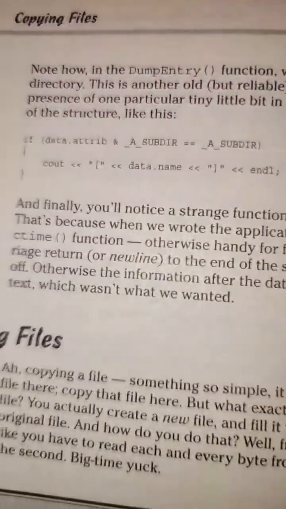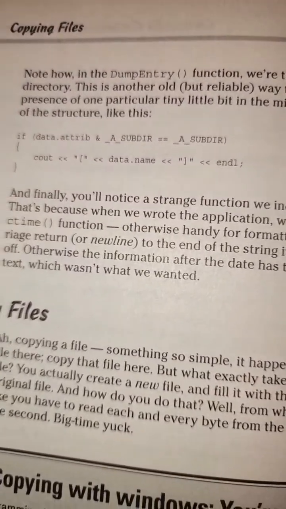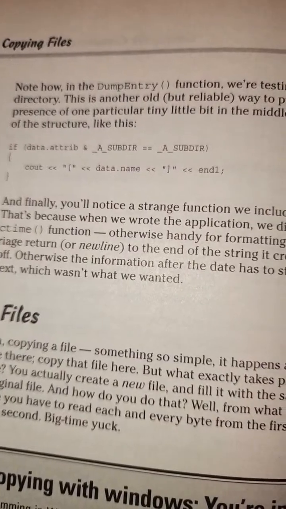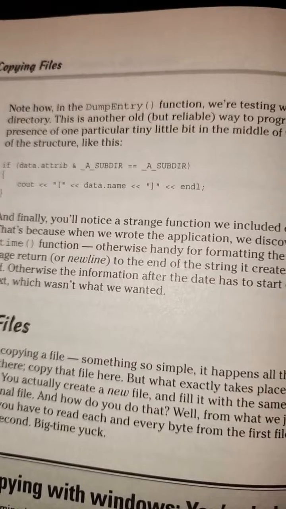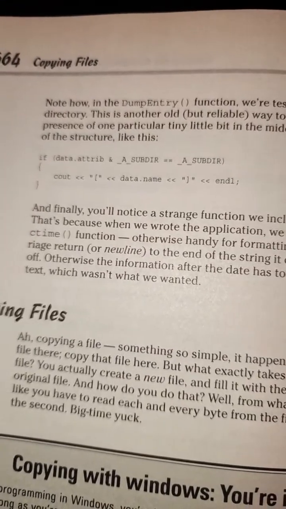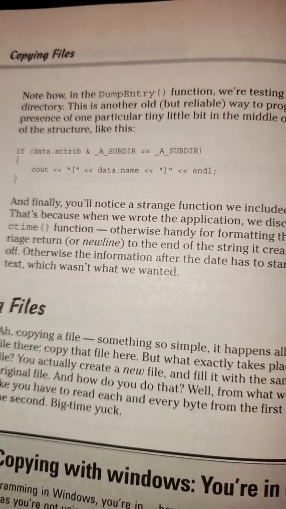If data.attrib ampersand underscore a underscore subdir equals underscore a underscore subdir, cout opening straight brace data.name closing straight brace inline.